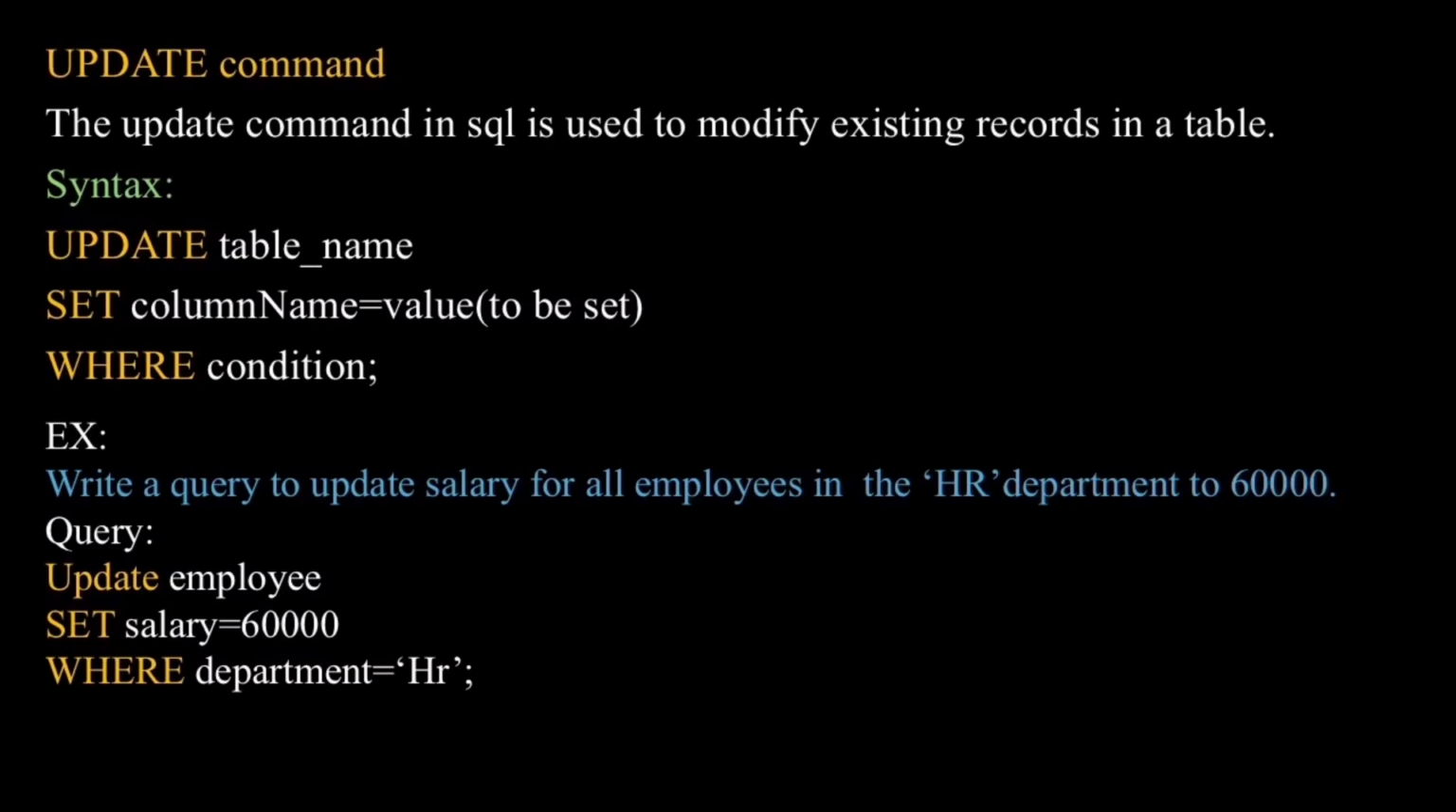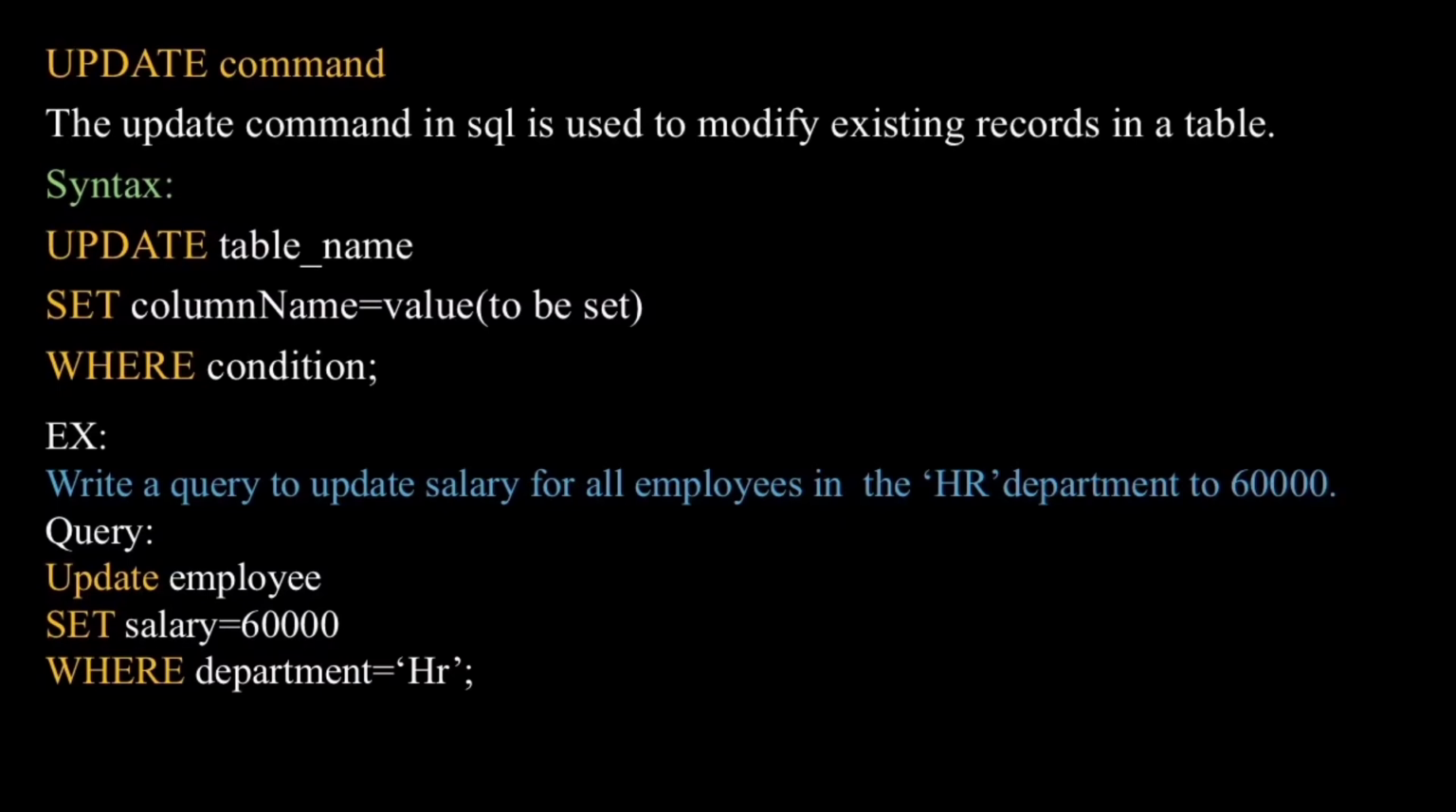Let's discuss the update command. The update command is used to change or modify existing records in a database table. Basic syntax: update table name. It specifies the table where the update will occur. Set column name equals to value. It defines the column to be updated and a new value. Where condition. It specifies which rows should be updated based on the condition.